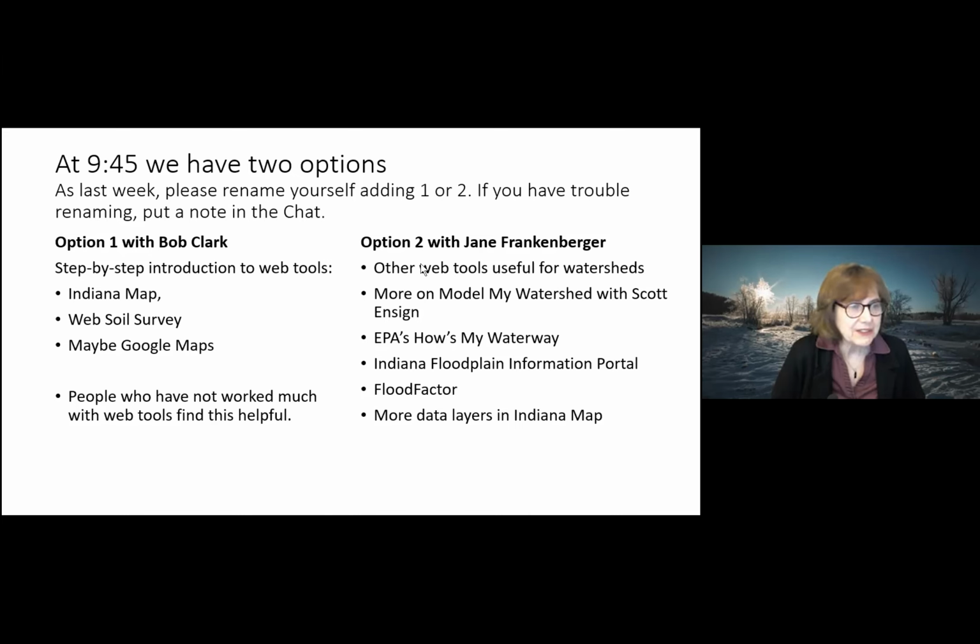But what I'll be doing is going through other web tools useful for watersheds. So in just a minute, we're going to look at a tool called Model My Watershed. I hope Scott is on. And then we're going to look at EPA's How's My Waterway, briefly, the Indiana Floodplain Information Portal, and an alternative called Flood Factor, which I think makes it really easy to look at flooding. Flooding's been on my mind lately because we keep getting calls about it. It's certainly increasing. So I've been thinking about what watershed leaders need to know about flooding. And then a lot more data layers in Indiana Map. So however much more time we have, we'll talk about other things that you can do with Indiana Map.